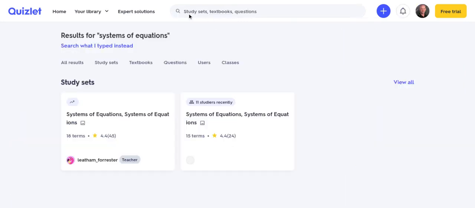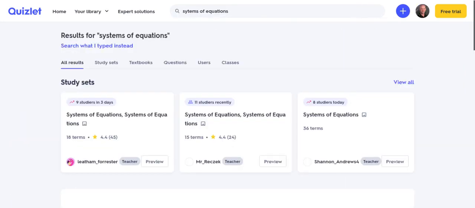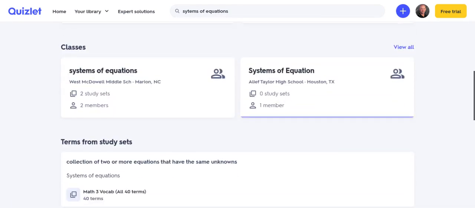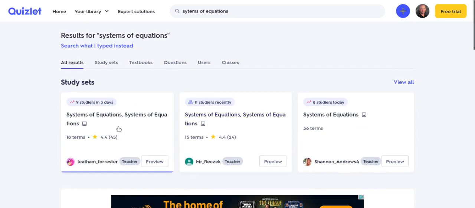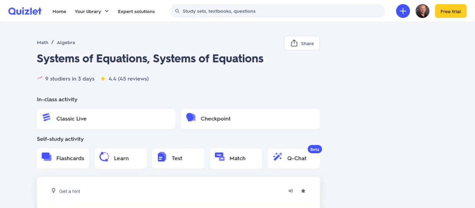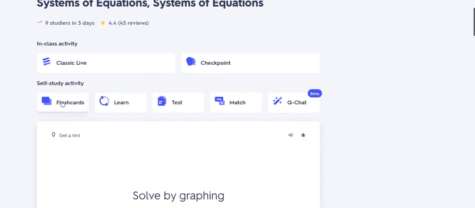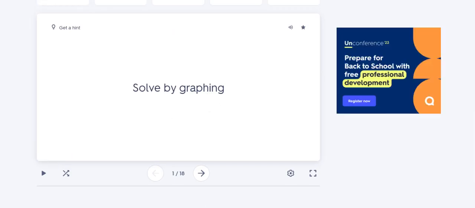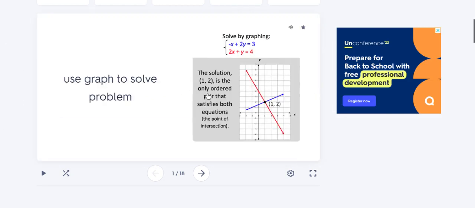Okay, and here are pre-made study sets, and you can find stuff that's from textbooks as well, and then we can just see when we click on these, you get a bunch of options. So flashcards, right, solved by graphing. They want you to explain, what is it? Well, you're going to graph the two things and look for where they intersect, right?